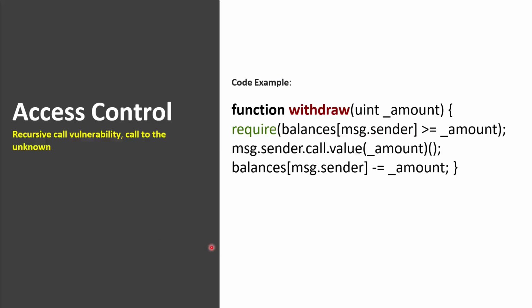The same thing again, called access control. So again, it is that fallback function. If the attacker has access to create and call a fallback function, that fallback function can call this withdrawal and keep withdrawing to the attacker's account again until this balance is zero.